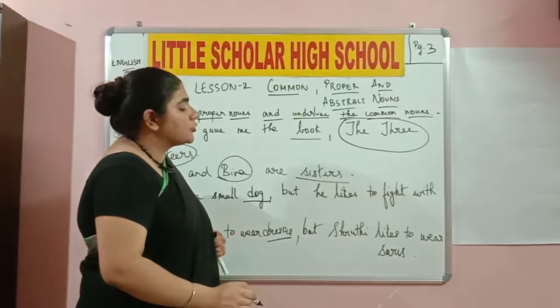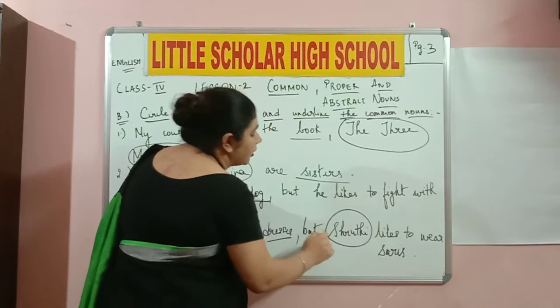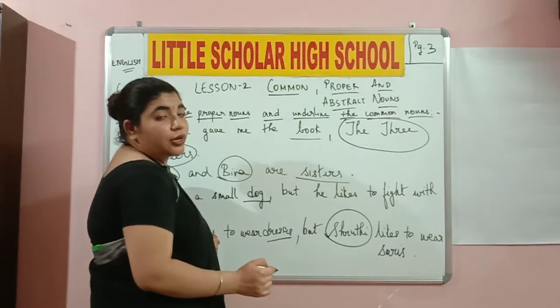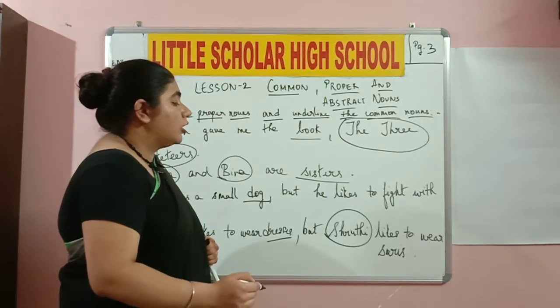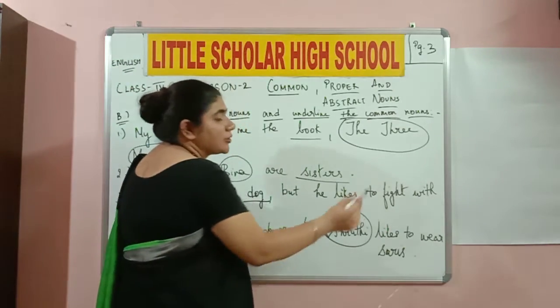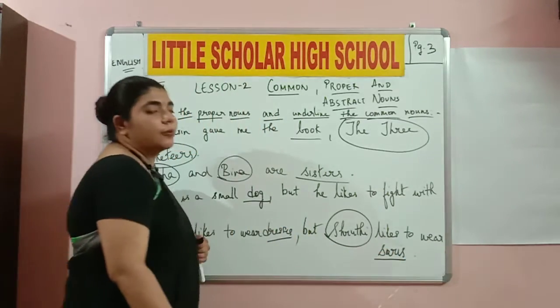But Shruti likes to wear saris. So Shruti is again the name of a girl, so I'm going to circle this. Likes to wear saris. Did they mention which kind of saris? Pochampally, South Indian, or Lucknowi saris? No, they have not mentioned which kind of saris. They have only mentioned saris. So I'm going to underline saris because it is a common noun.